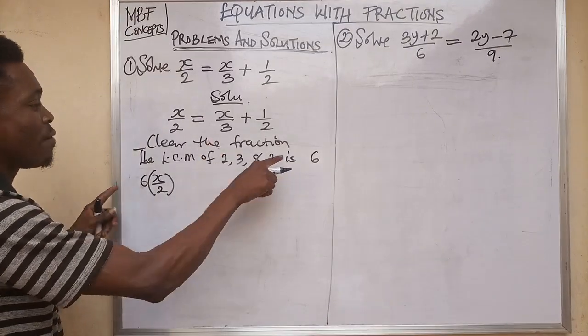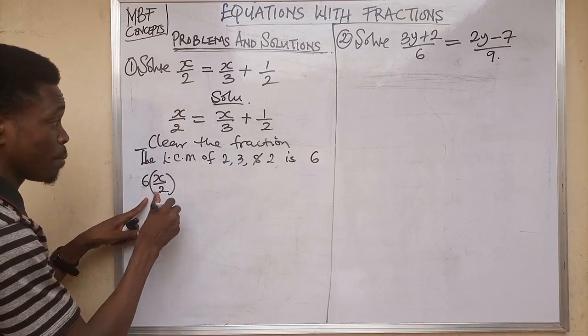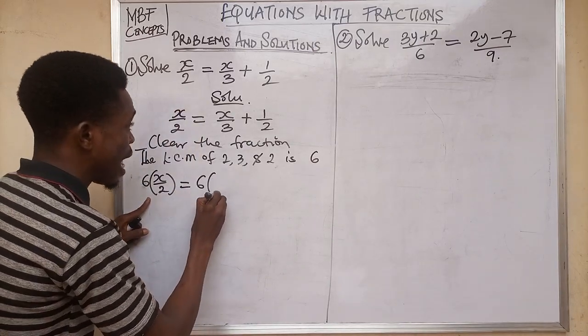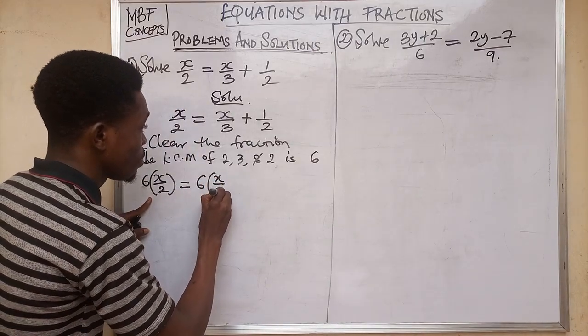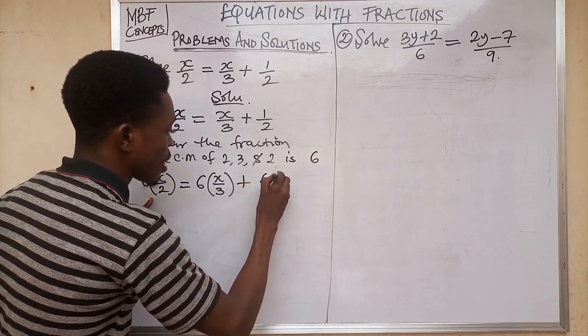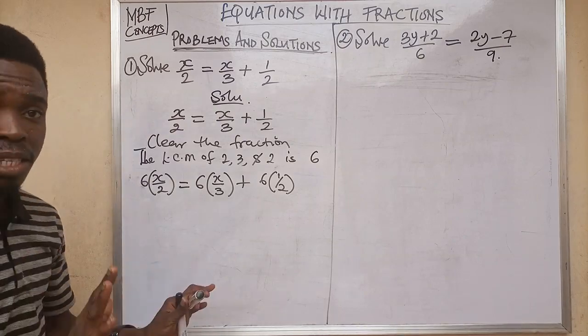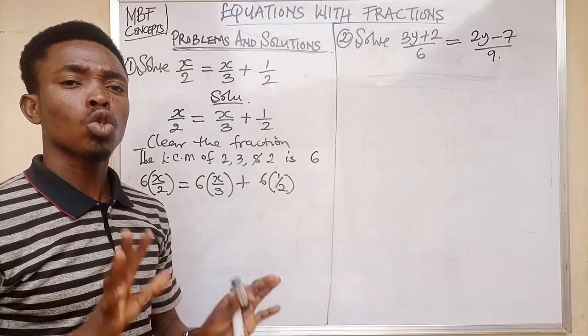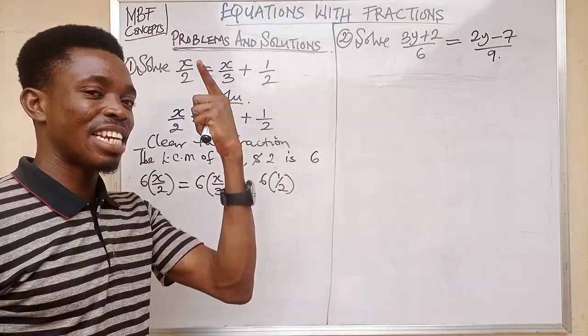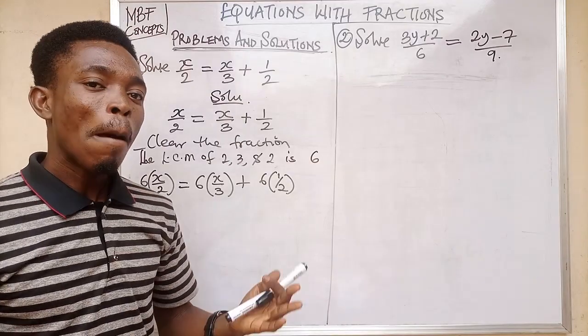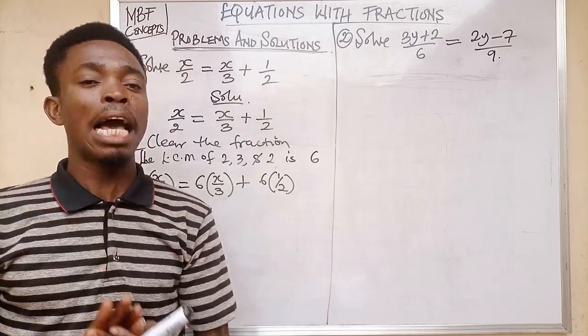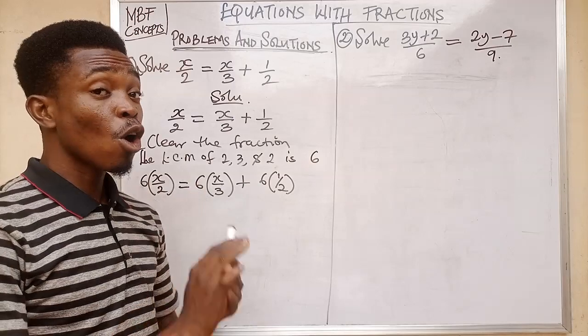So we are going to have 6 times everything we put in the bracket, equal to 6 times x over 3 plus 6 times 1 over 2. Guys, hope this is taken. Yes, this is how it is. So to clear fractions, first find the LCM of the denominators. Second, multiply all the terms by the LCM of the denominators.